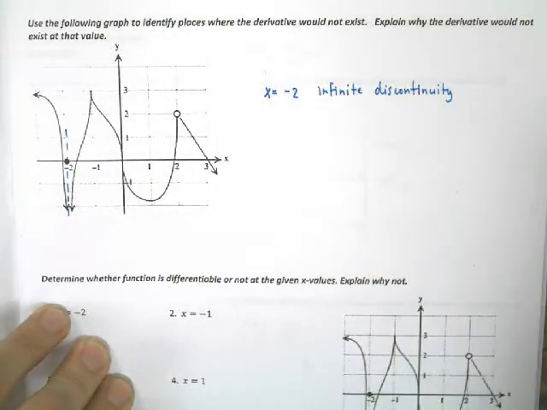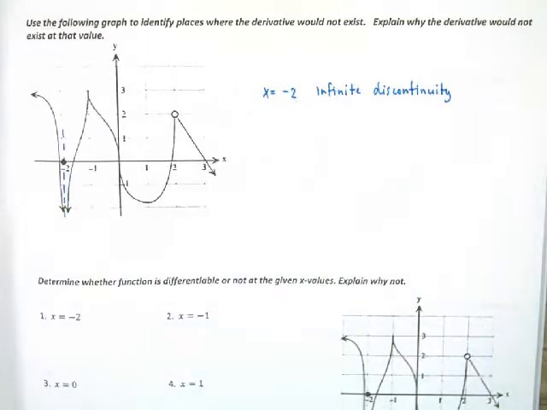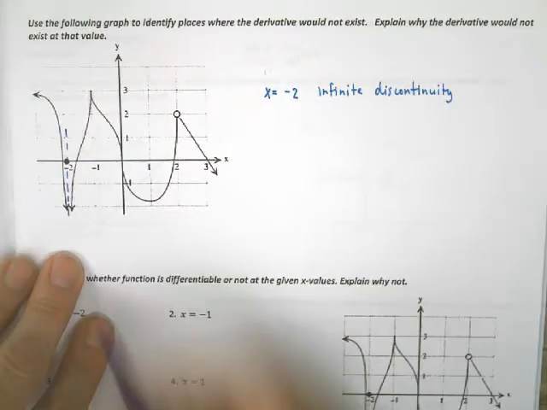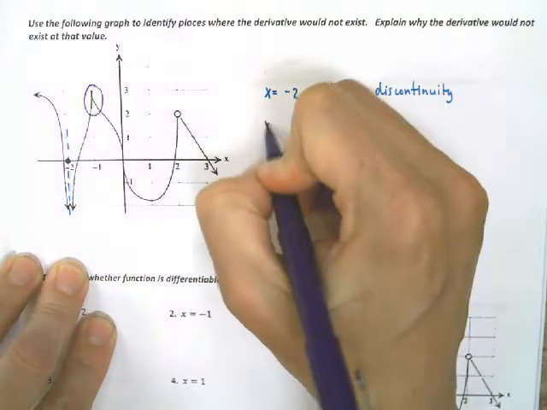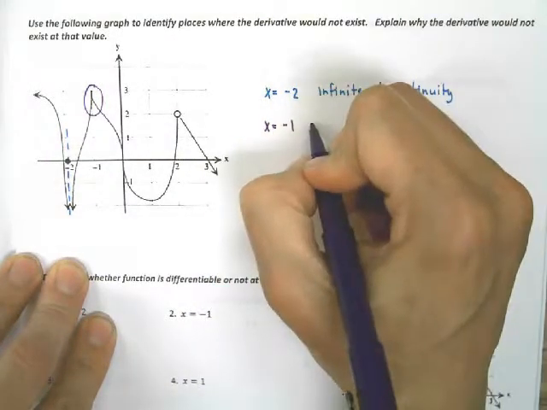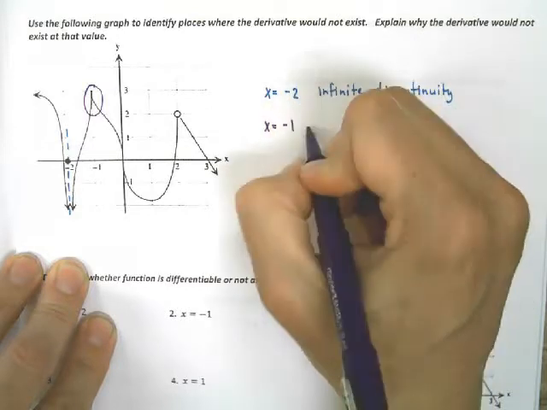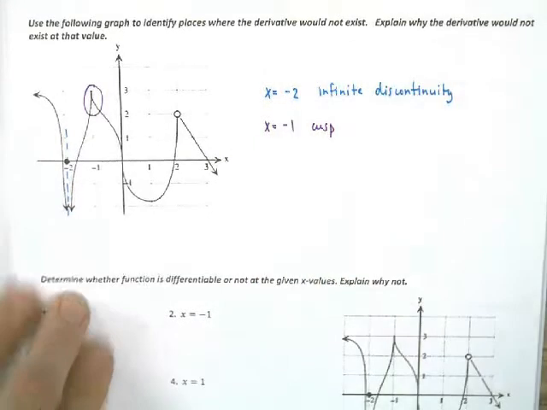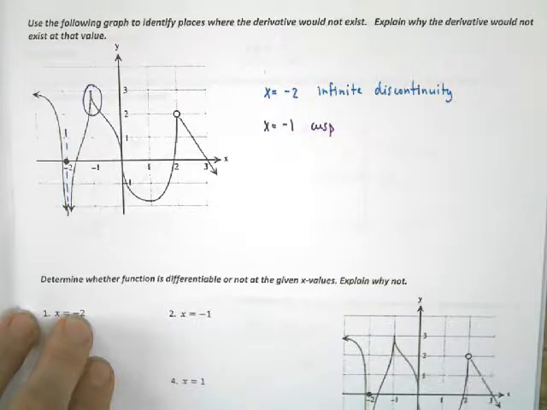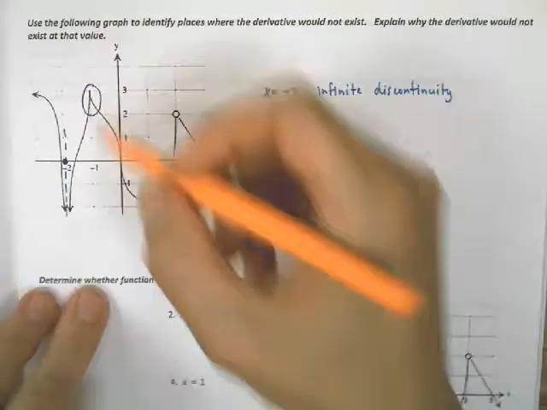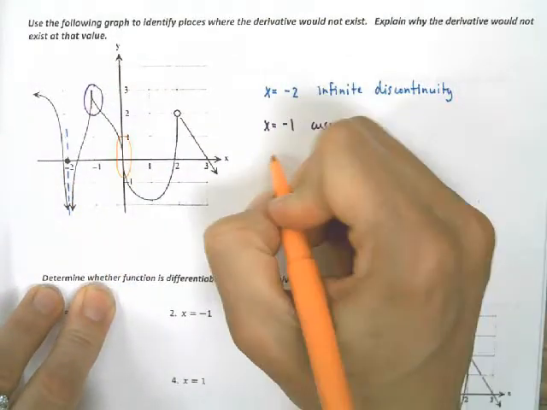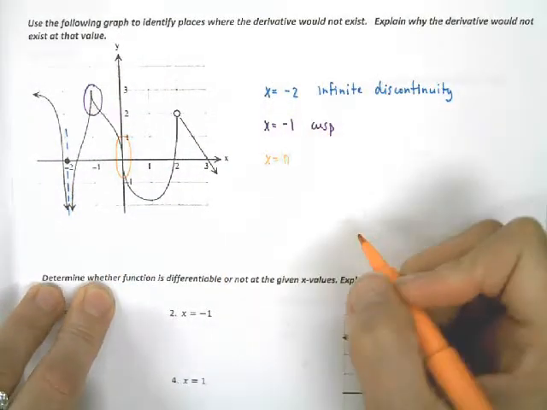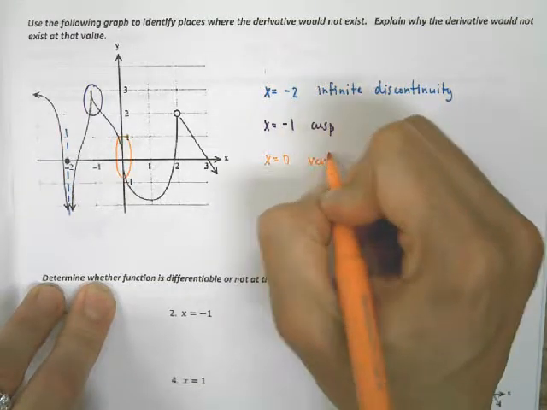So anywhere I'm discontinuous, I'm also not going to be differentiable. The next issue I notice is right here. Okay, x equals -1. We would say we're not differentiable there. The derivative does not exist because of a cusp. Okay, moving along here, I can see that I'm going to have a vertical tangent. So at x equals 0, that derivative is not going to exist because of a vertical tangent.